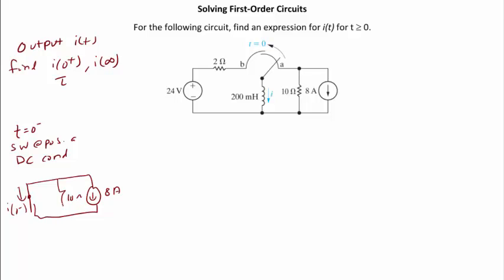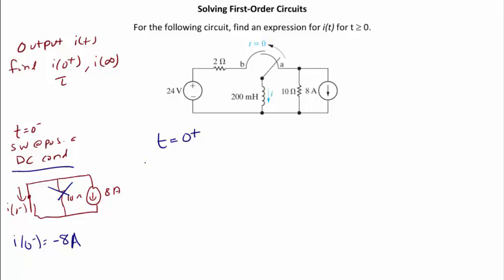Now, since the inductor shorts out the 10 ohm resistor, it's like it's not there, which means that the current through the inductor, I of 0 minus, is the same as the current source. But since they're going in opposite directions, the current would come up through the inductor as opposed to going down, so I of 0 minus would be negative 8 amps.